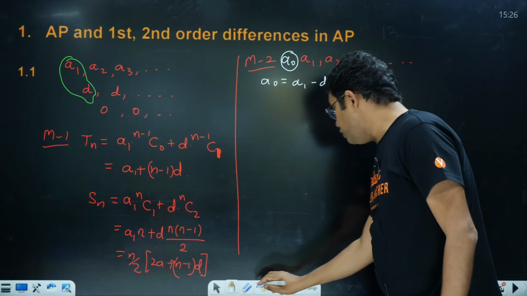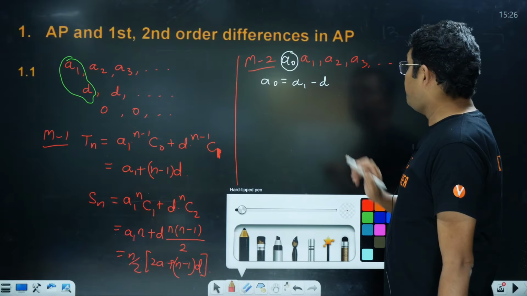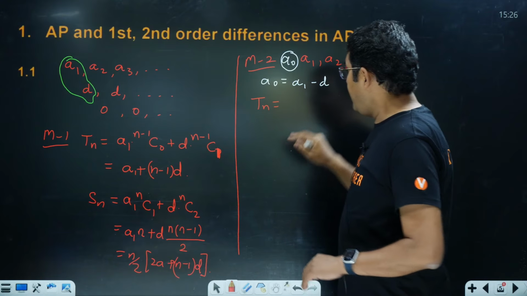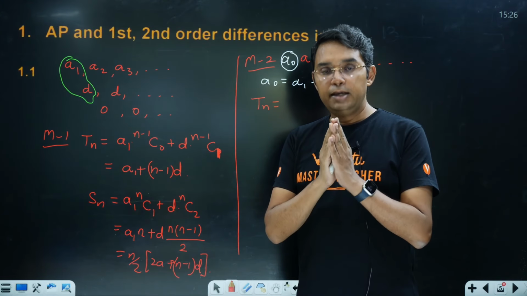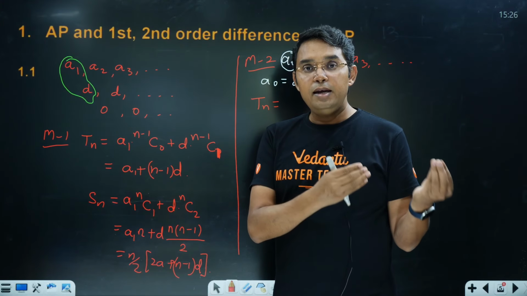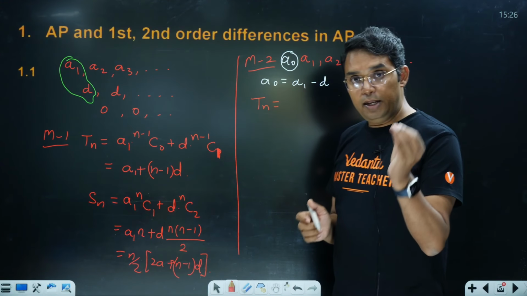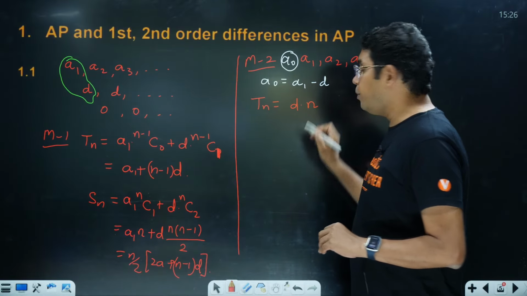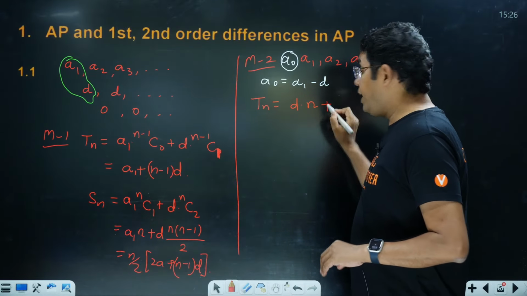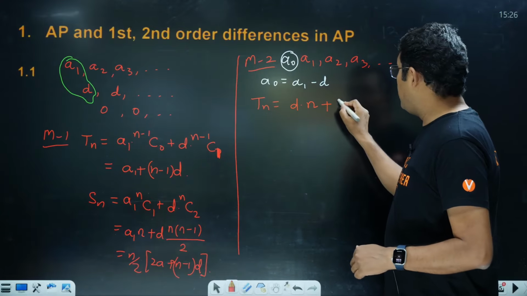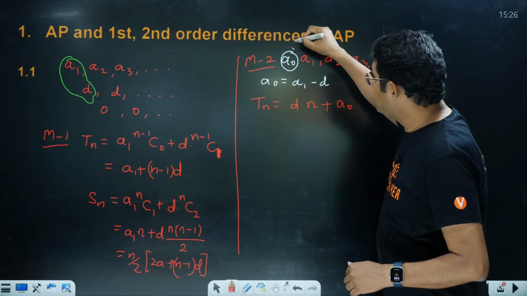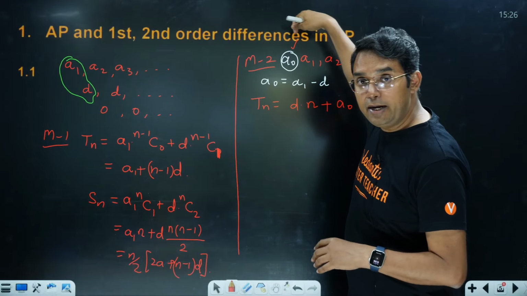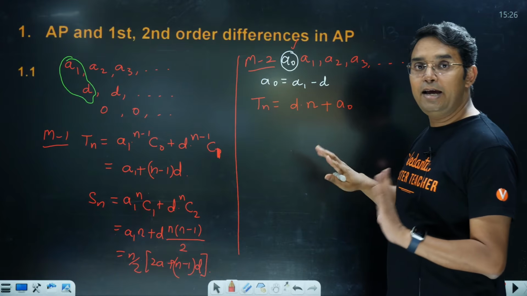Now what I am going to say in this method, if we have to find Tn, I think we know that the nth term of an AP is always linear in n, and the coefficient of n is the common difference D. And there will be another term, a constant term, and that will always be A0. So just by going backward, writing A0, you will be able to write Tn directly.